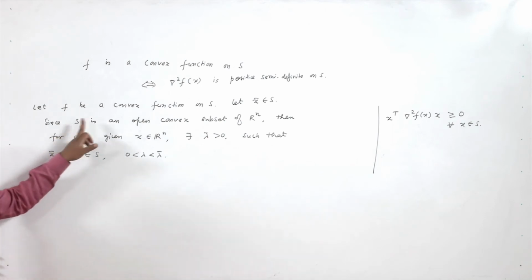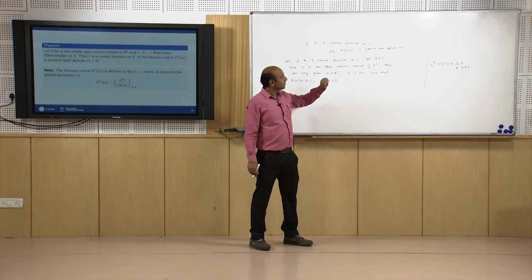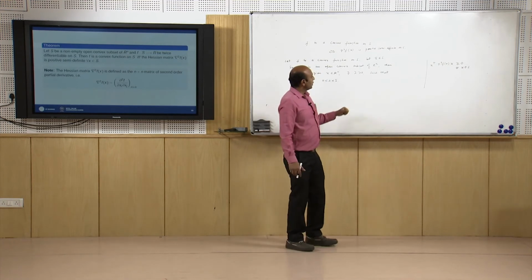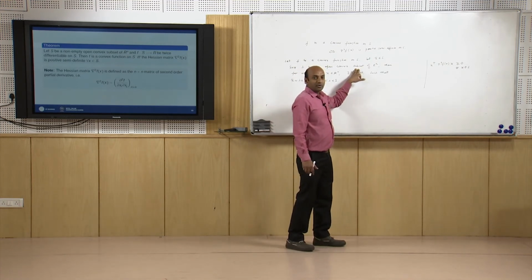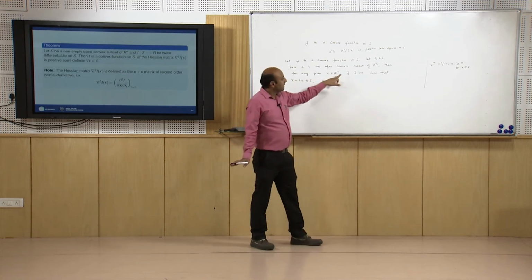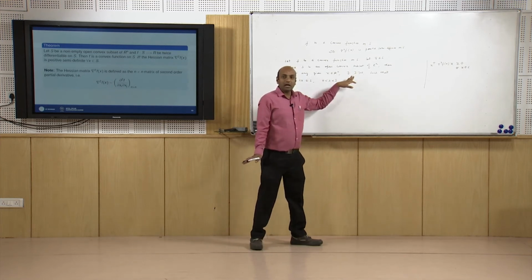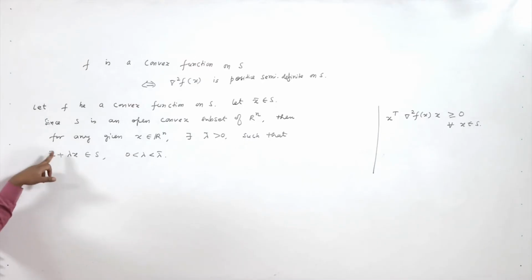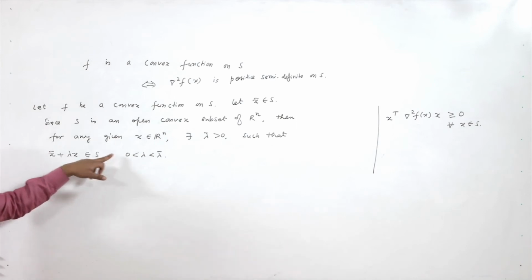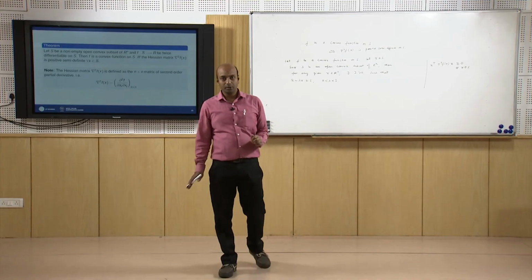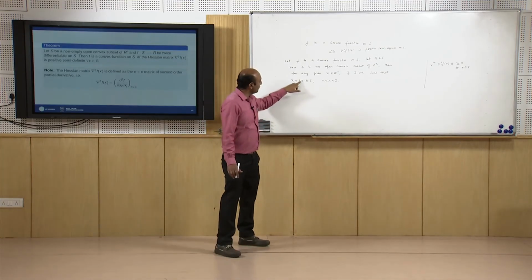You see that S is an open convex subset of Rn, and x bar is some fixed point in S. Now, for any given x, you take any arbitrary point x in Rn, there will always exist some lambda bar, no matter how small it may be, such that this point, x bar plus lambda x, will definitely belong to S for lambda between 0 and lambda bar, because S is an open set. Then for a small value of lambda, x bar plus lambda x will belong to S.